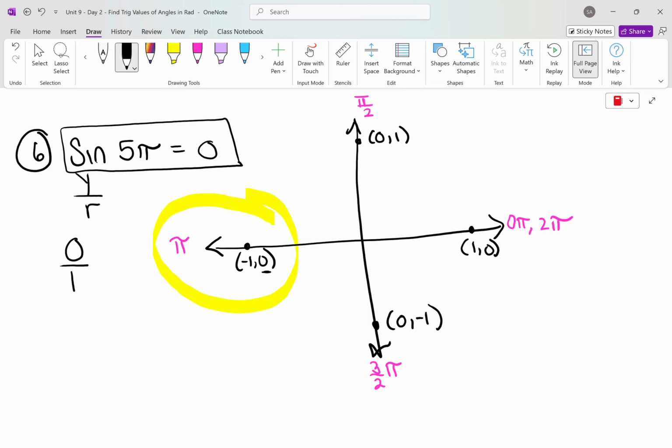What's wrong, Connor? I don't know, I just zoned out for a second. Okay, did you know why we're at pi? No, okay. So one full revolution would bring us to 2 pi, right? And then another full revolution would bring us to 4 pi. And then just a half revolution would bring us to pi. So that's how we know we're at pi. And then we use the point for pi, which is -1, 0, and sine is y over r, so the y coordinate over the radius.